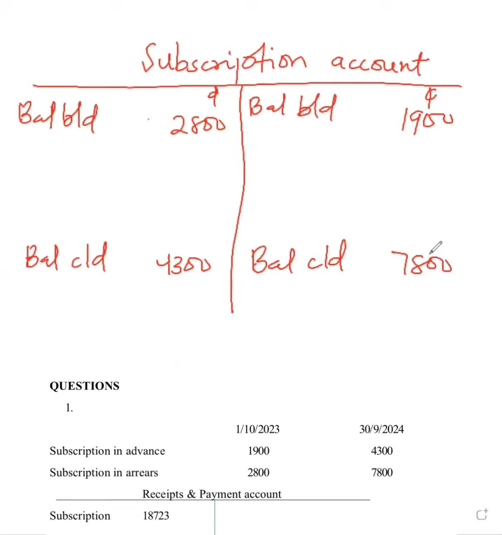Then now you move to the receipt and payment account. The amount that has been received in that period, that is what you are going to record in the subscription account. Because this subscription account is for that period.